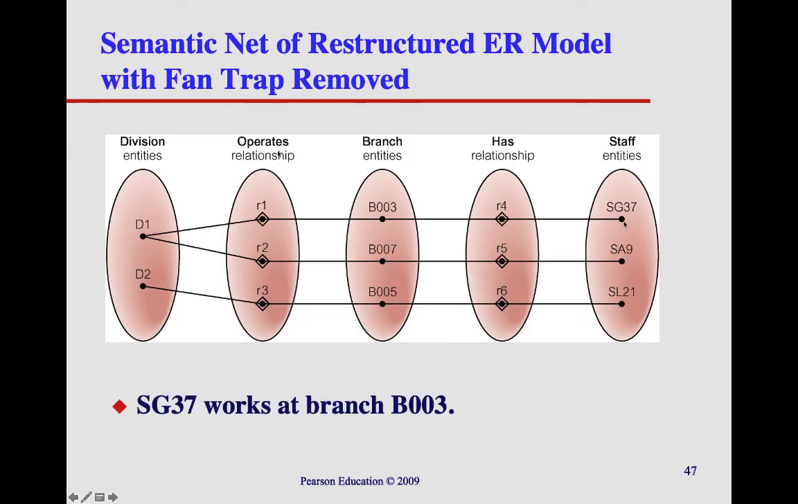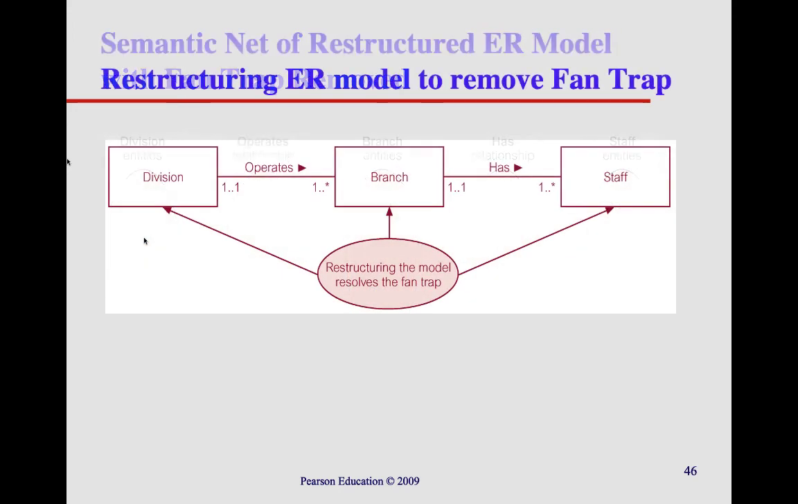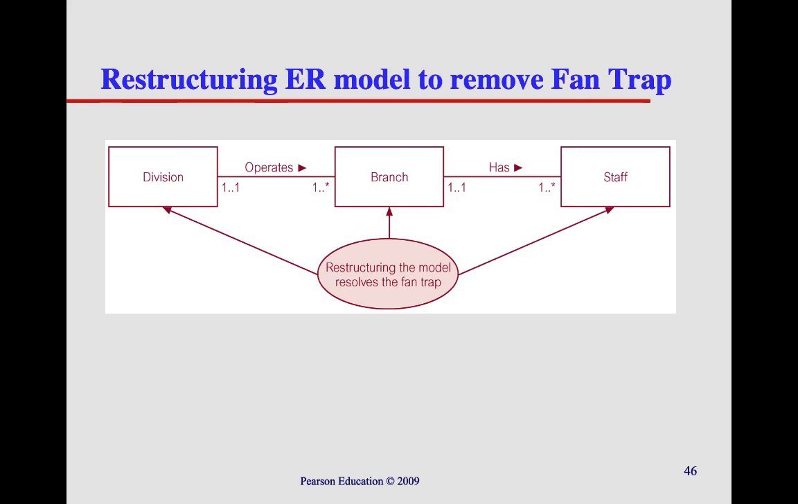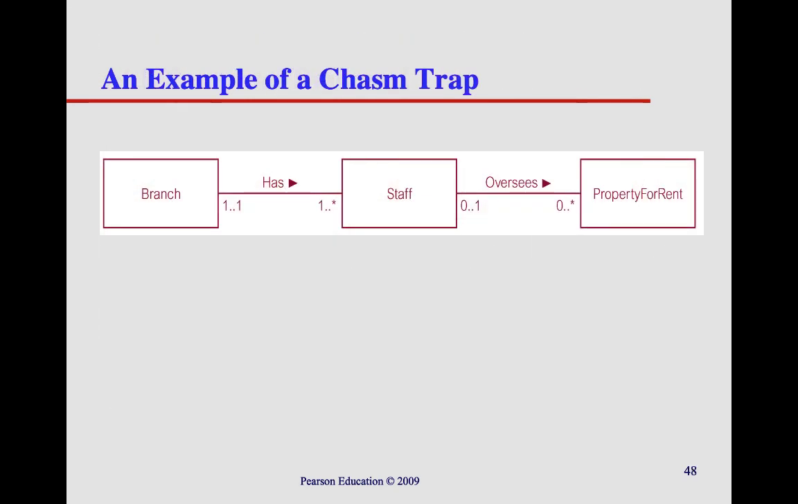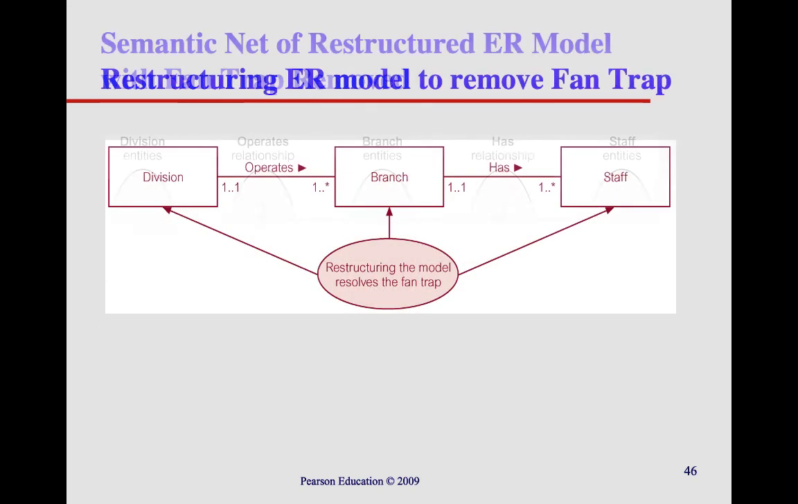Now everything is good. We can find that SG37 belongs to branch B3, which in turn belongs to division 1. We also can still determine that SG37 belongs to D1. We haven't lost any information. Okay, so the fan traps, let's see if I have a note about fan traps, when they generally occur.